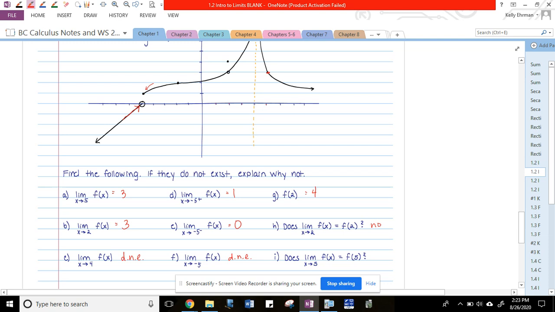Does the limit as x approaches 5 of f of x equal f of 5? 1, 2, 3, 4, 5. That's this guy right here. This point is defined. f of 5 is equal to 3, and the limit is also 3. So, yes.